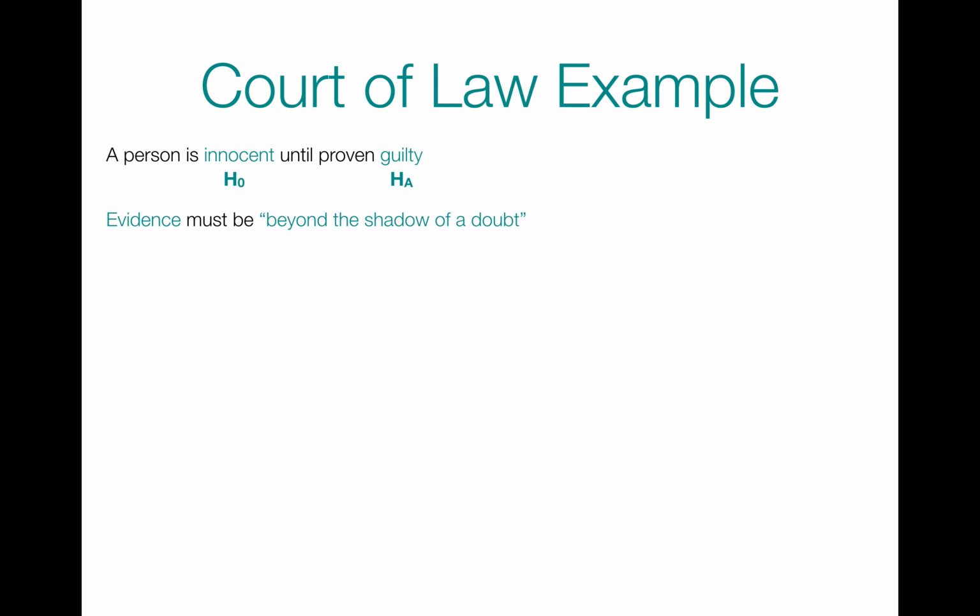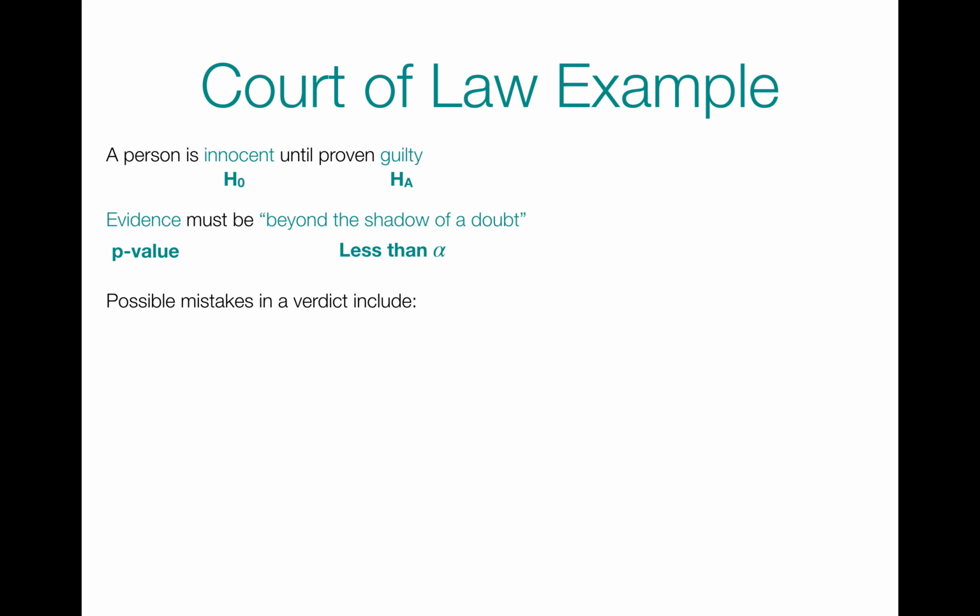And a lot of times the example that you see people use here is a court of law example. So we're going to use that too. In a court of law, a person is innocent until proven guilty. So innocent, that's our null. Guilty, that's our alternative. And in order to say someone is guilty, evidence must be beyond the shadow of a doubt. Evidence for us is a p-value. Beyond the shadow of a doubt is less than alpha. So that was our definition for statistically significant.